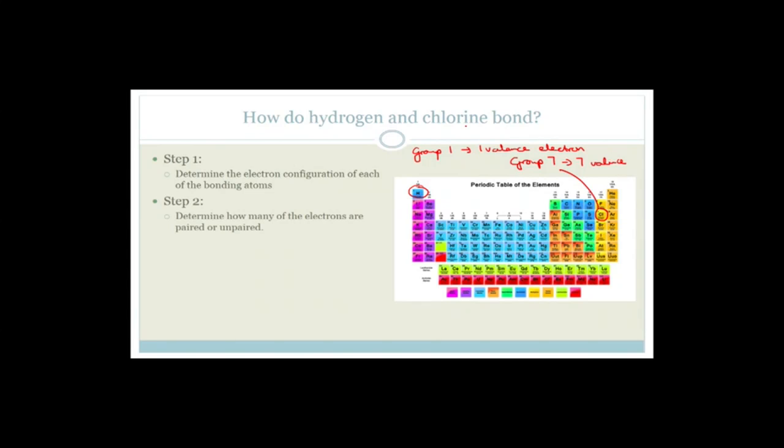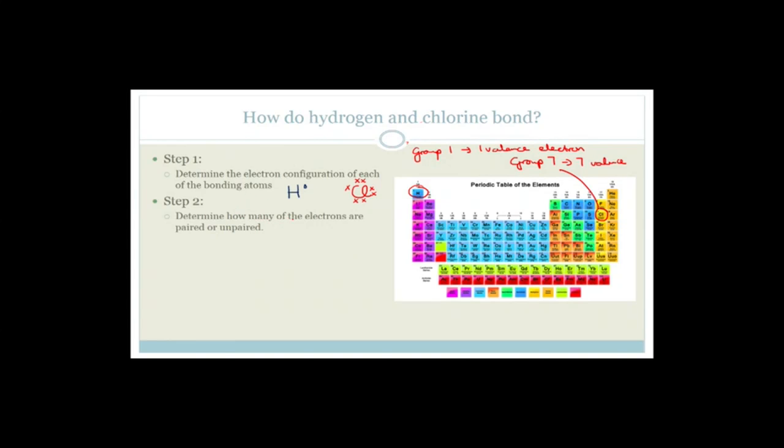Okay, so the next thing we're going to do is first draw this electron configuration. Let me just get a different color pen out. We're going to draw hydrogen, and I'm going to do a dot for hydrogen or a circle. It doesn't matter what you do as long as you show that they're different. And chlorine's got one, 2, 3, 4, 5, 6, 7.